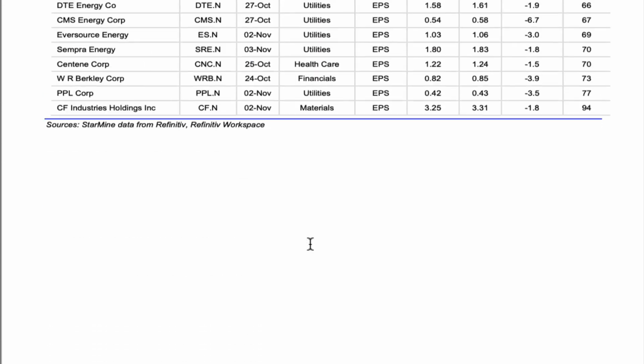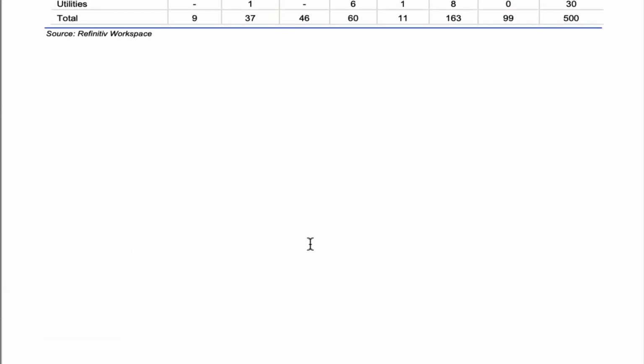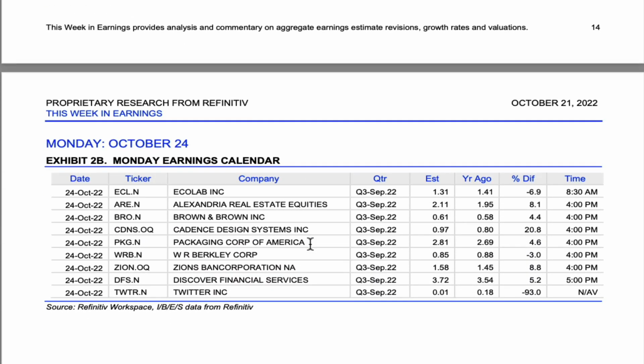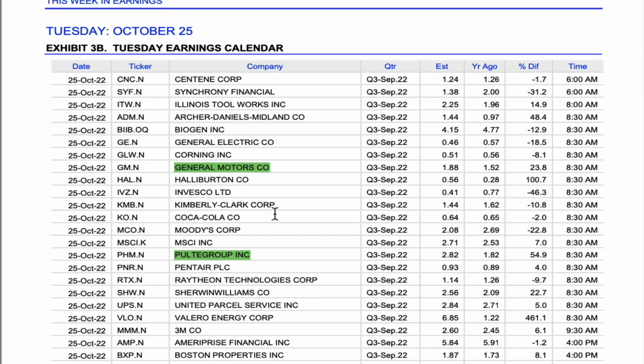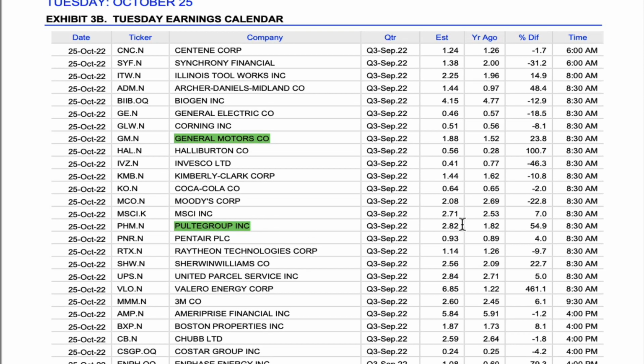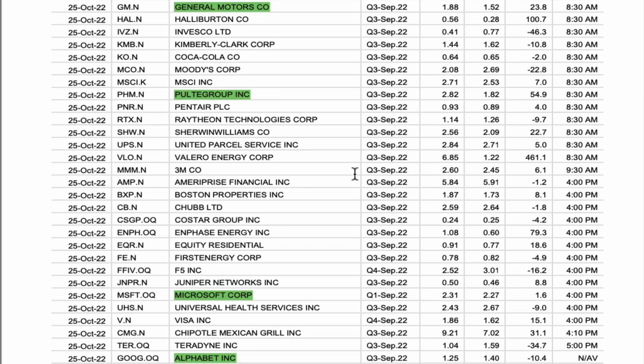Okay, what's reporting this week? I've highlighted what I think are important ones or critical ones that I'm going to pay attention to. So we have General Motors. This is on Tuesday before the bell. How will they do? Pulte for the home builders, and I'm probably going to listen in on their call. For both of these, I'll listen in on their call.